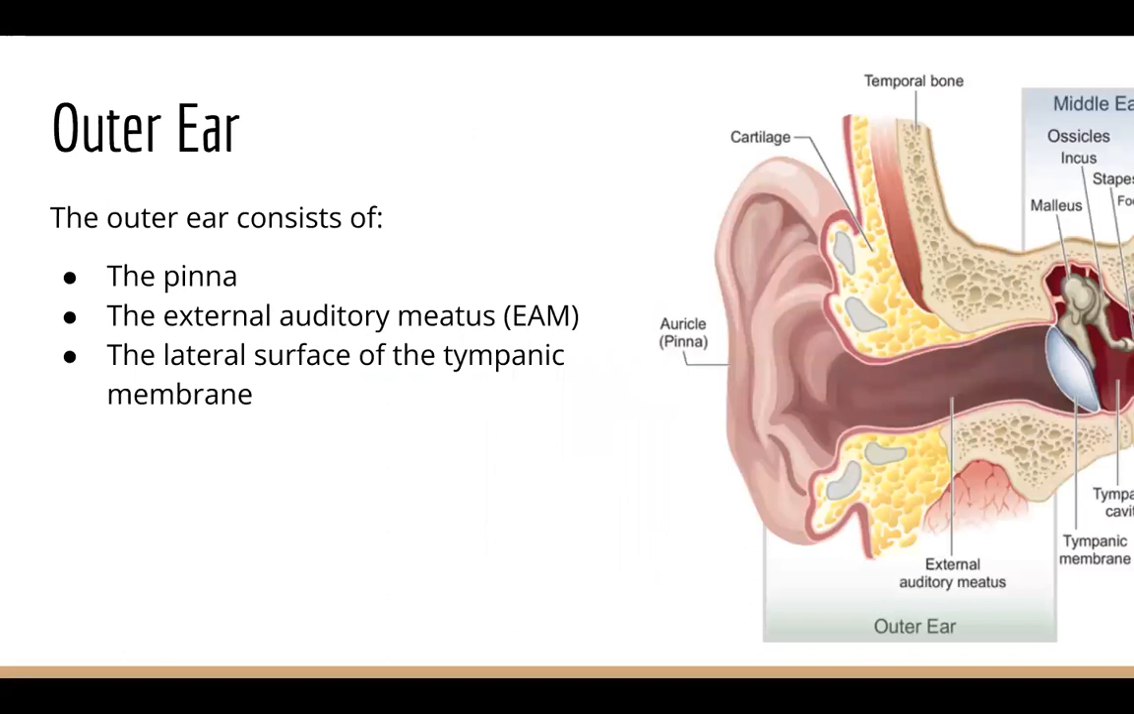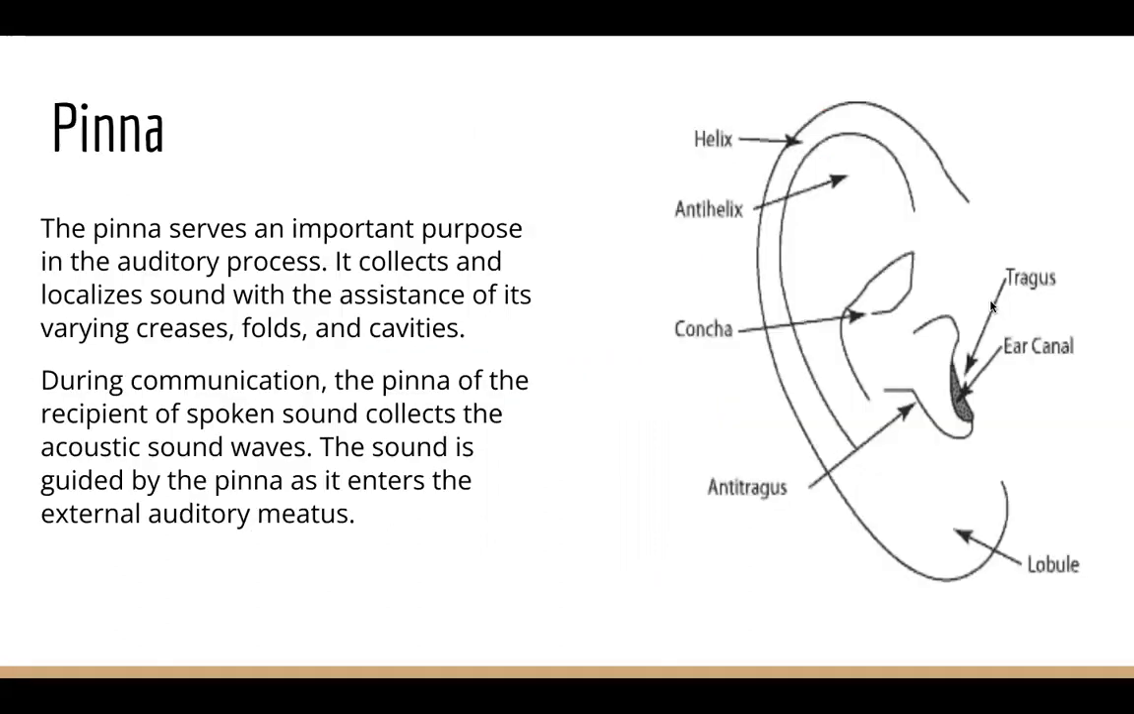So the outer ear consists of the pinna, the external auditory meatus, and the lateral surface of the tympanic membrane, which is shown here on the right. So the pinna is what we usually consider to be the ear. It's what we see outside, and it serves an important purpose in the auditory process because it collects and localizes sound with all the creases and folds and cavities that the pinna contains.